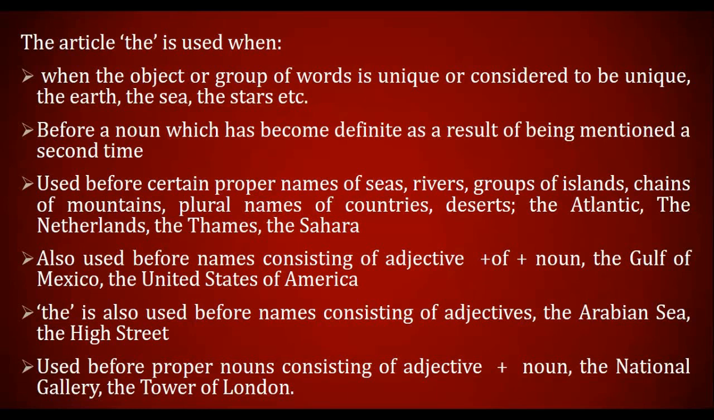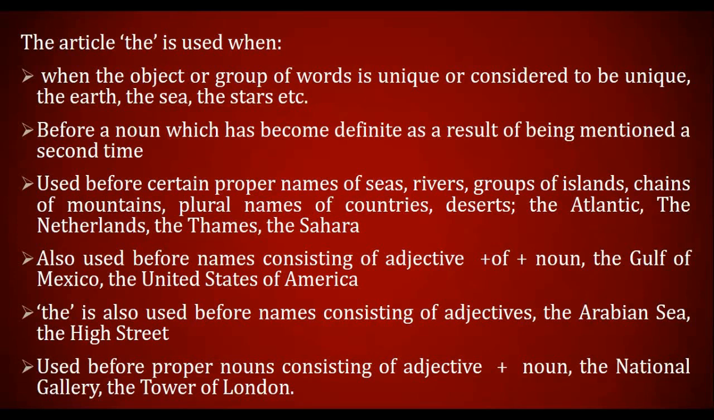Okay. Now it is also used before certain proper nouns, names of seas, rivers, groups of islands, chains of mountains, plural names of countries, deserts. For example, the Atlantic, the Netherlands, the Thames, the Sahara. Okay, and also used before names consisting of adjective plus "of." For example, the Gulf of Mexico. Now I said it's never used. You don't write Pakistan with "the." "The Pakistan is beautiful" is totally incorrect. But obviously, you say the United States of America. Why? Because this consists of an adjective and "of." United is the adjective, States, "of" is there, and then comes the noun. So in this context, "the" is used.